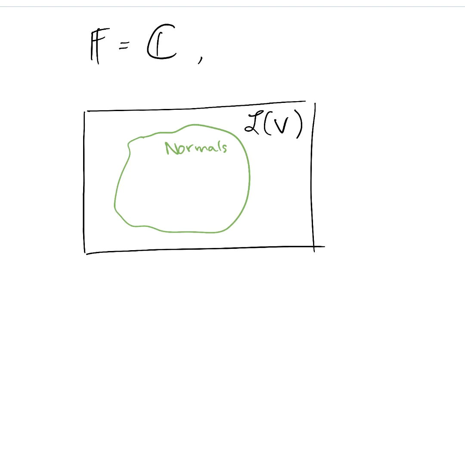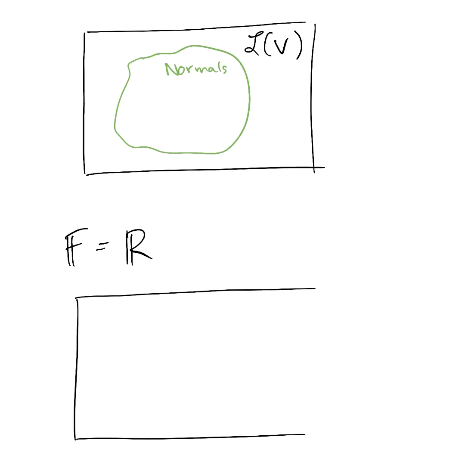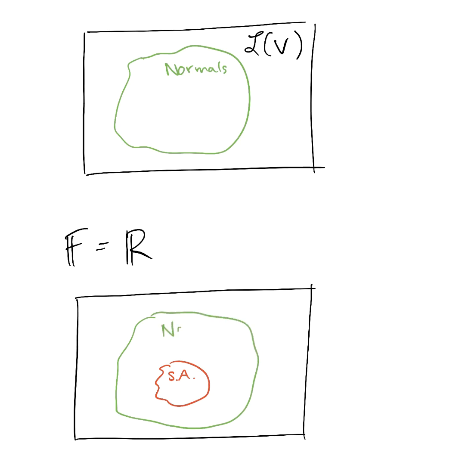When F is equal to R, and you're looking at all possible linear operators on V, well, you got to do a little better than normal. You got to do self-adjoint. The self-adjoints are the ones that are nice, where the word nice means have a diagonal matrix representation with respect to an orthonormal basis of eigenvectors. Now, that means down in this box, the normals are not nice enough. So the normals sit like this in this big box of linear operators on V.